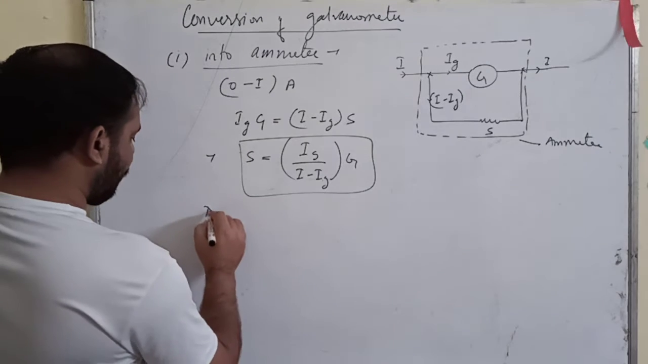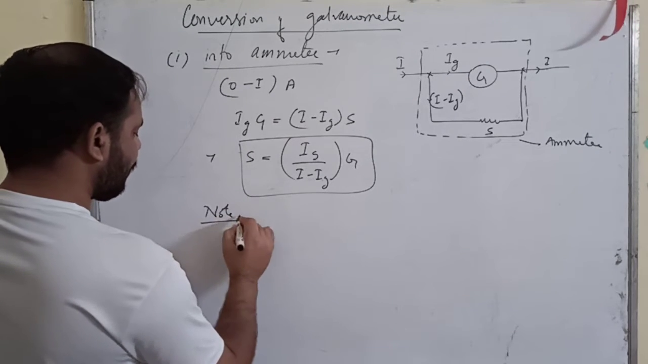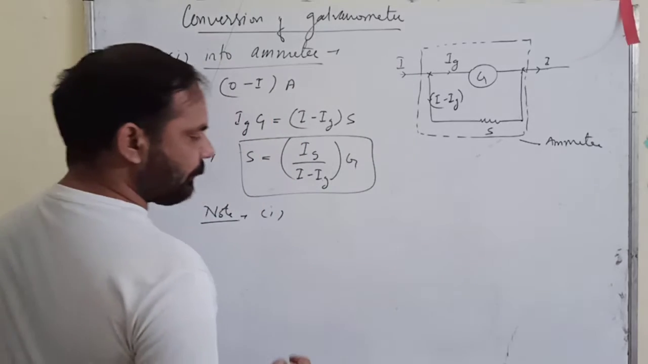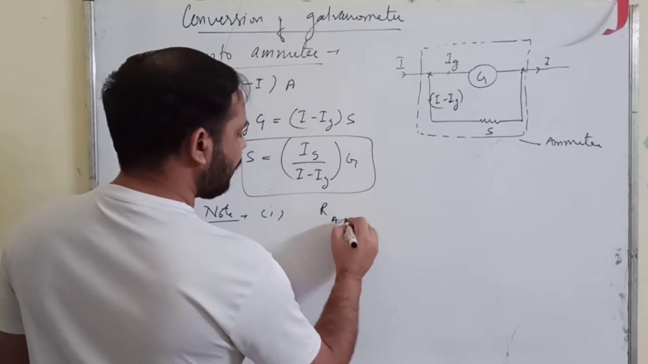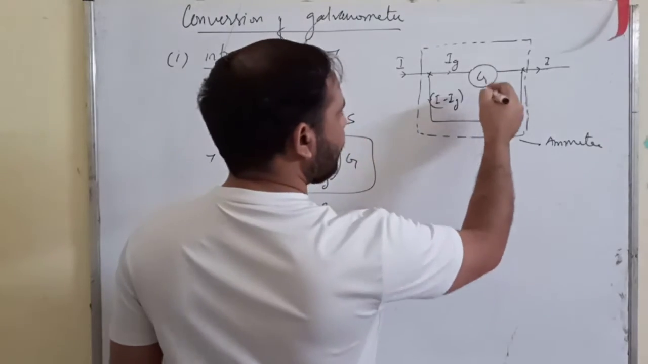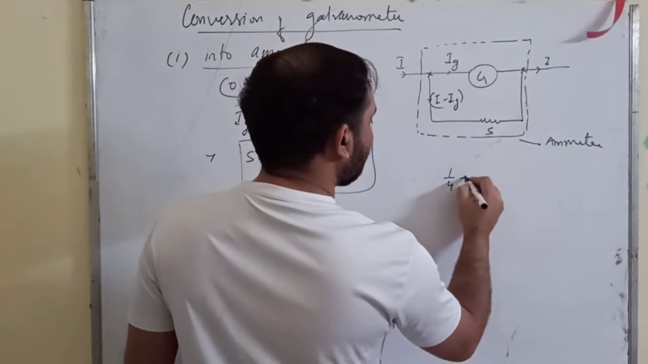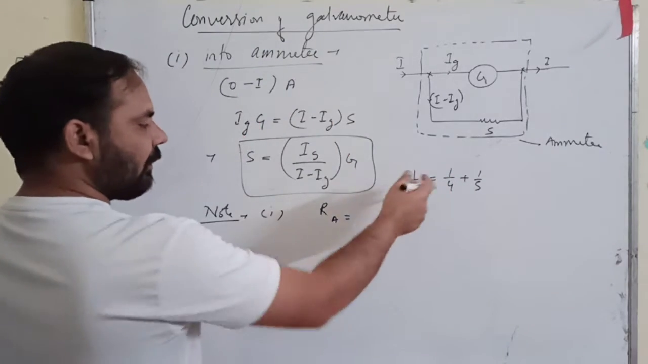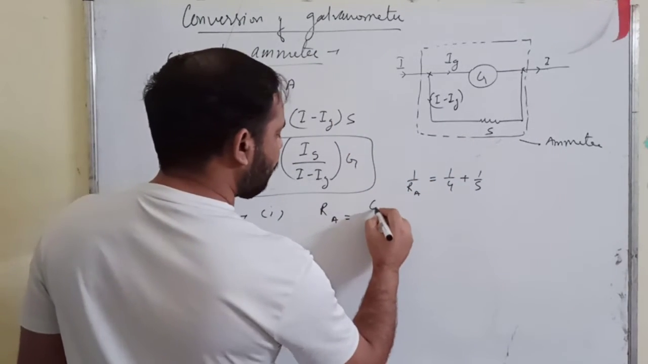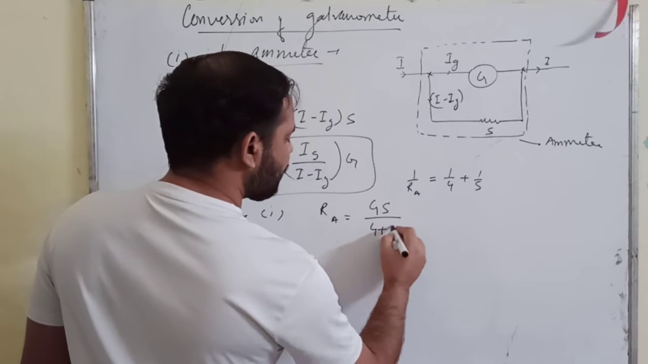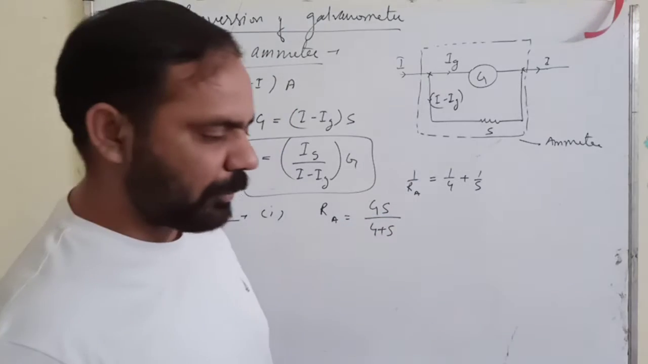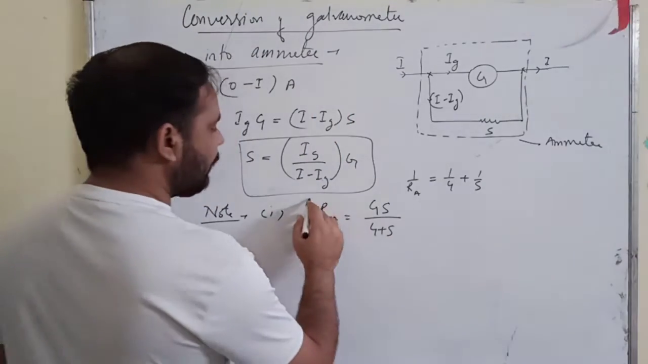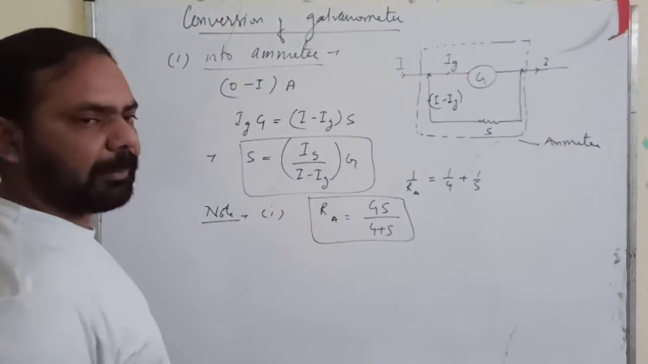Alright, so here are a few points you can note. First one is how much is the resistance of the ammeter. Now you can see here that this is a parallel combination. So 1/G + 1/S = 1/RA. From here you can write RA = G×S/(G+S). This is the equivalent resistance of the ammeter.